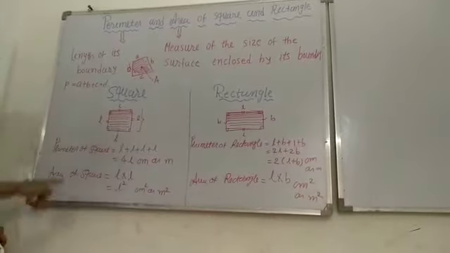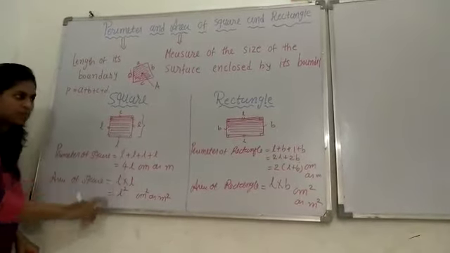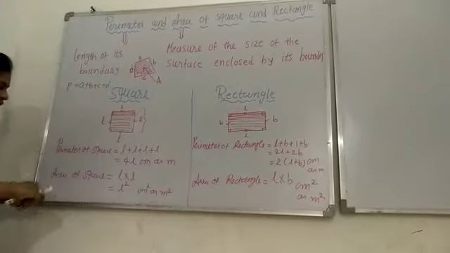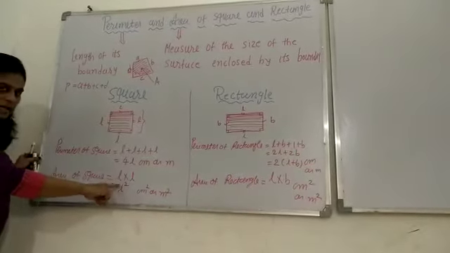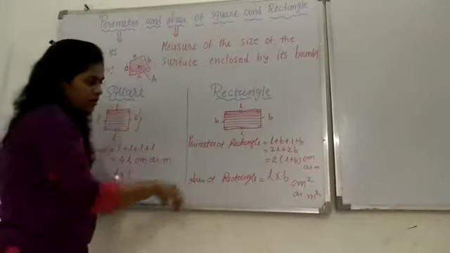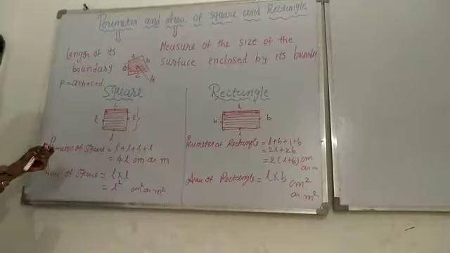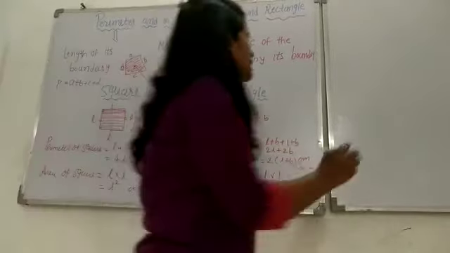So the perimeter of a square is 4L. The perimeter of a rectangle is 2 times (length plus breadth). The area of a square is L into L, side into side. And the area of a rectangle is L into B. Let us consider one example based on the square and rectangle.